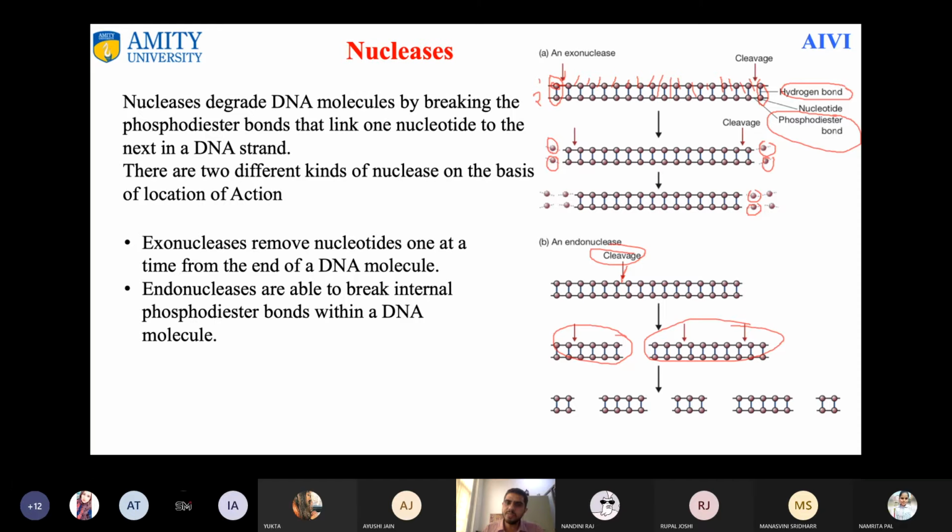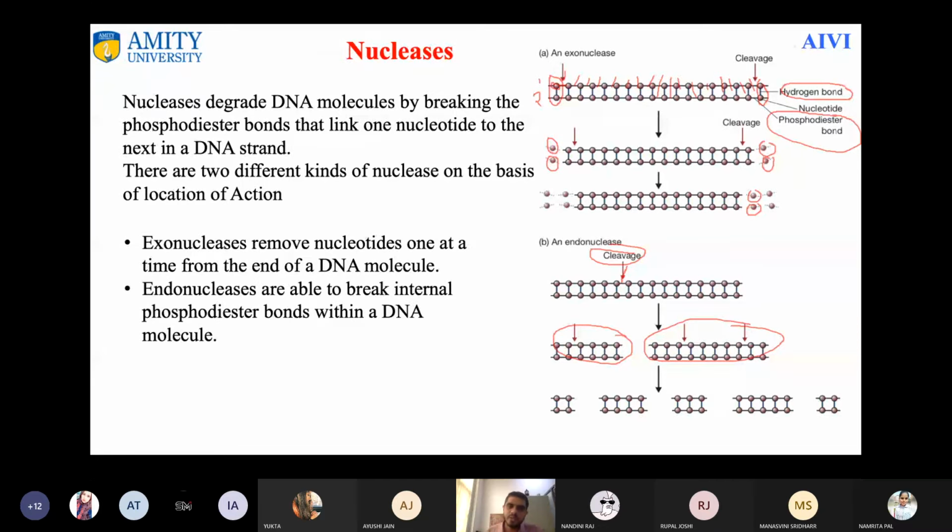Then again, this endonuclease can further produce a cut within, so it will again produce a cut and you will again get fragments. Simply, these nucleases are not going to produce cuts at the ends, but they are producing cuts within your DNA strand. Such type of nuclease we call the endonuclease. So the exonuclease removes nucleotides one at a time from the ends. How many will they remove? They are going to remove one nucleotide at a time, from the ends.